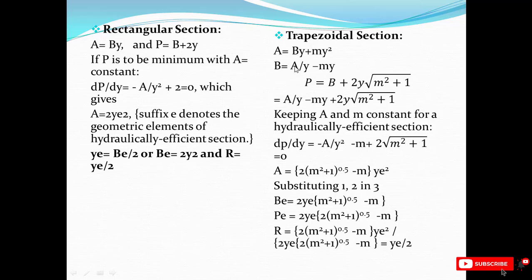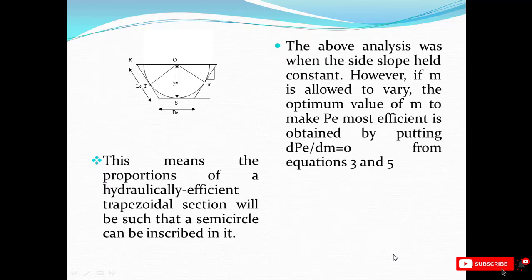Putting value A here to find B. We have AB and P. In this equation, putting B here to find P. Also, R is equal to A over P, which is finally the same as in the rectangular section, equal to Y over 2.